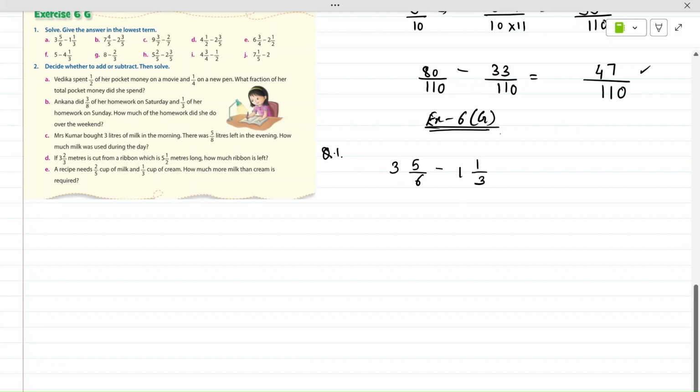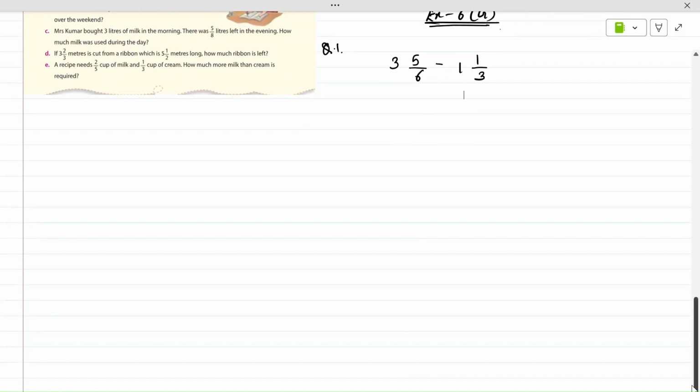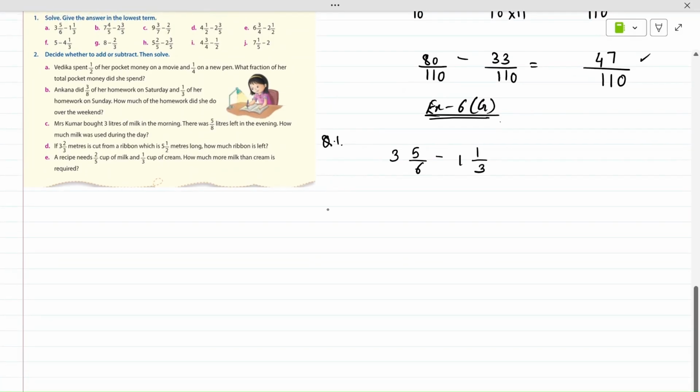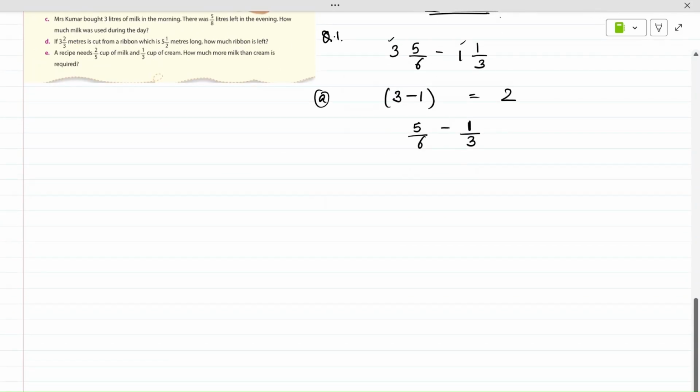So let us do this with method A, where we are subtracting the whole numbers and the fraction part separately. Okay, so we have three whole numbers as 3 minus 1, this 3 and this 1, this will give us 2. And now let us pick up the fractional part, 5 by 6 minus 1 by 3. So these are unlike fractions. We have to change them to like. The LCM of 6 and 3 will be 6.